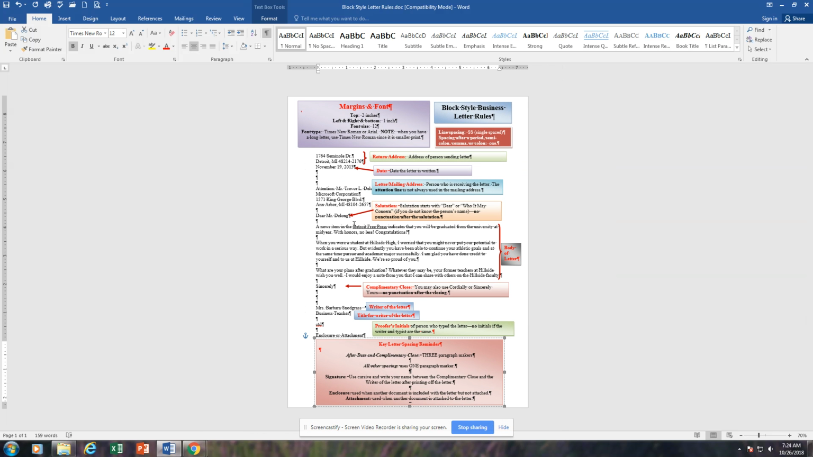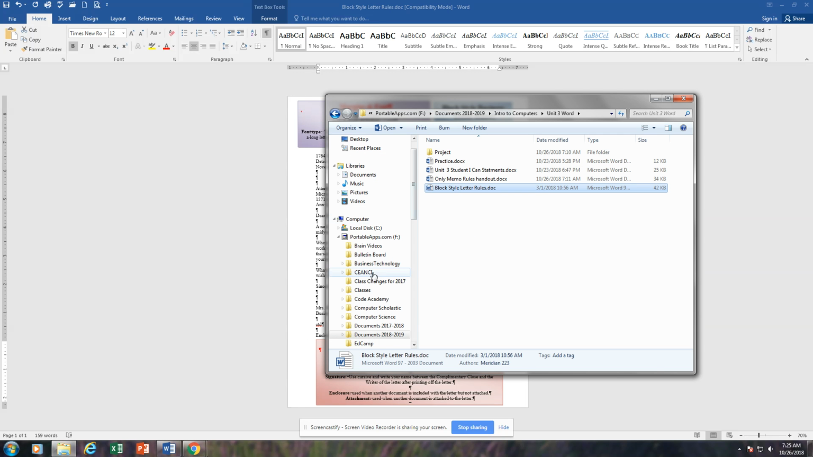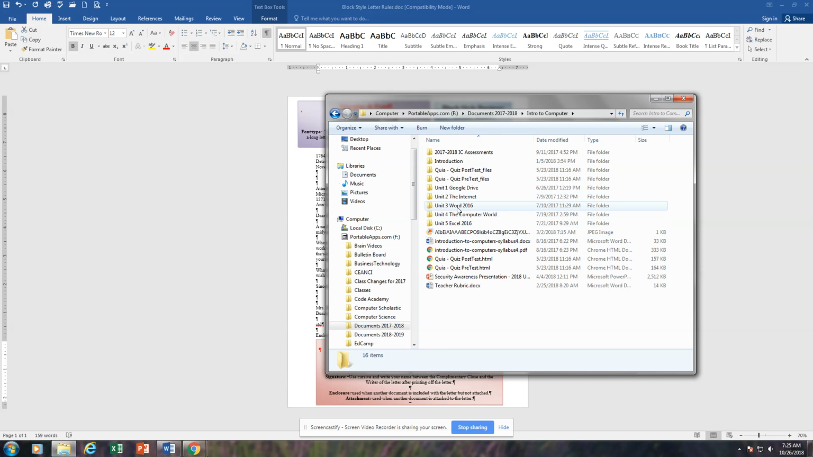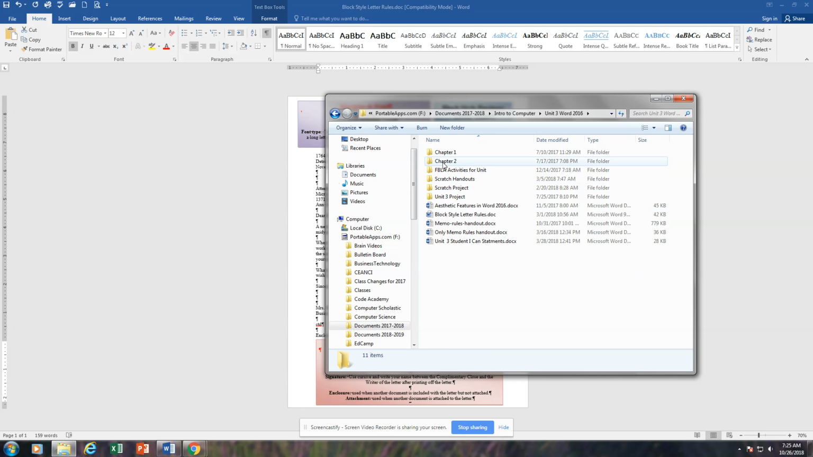So when you go to actually format your first block style letter, the first thing you're going to do is open up the letter that you want to format.